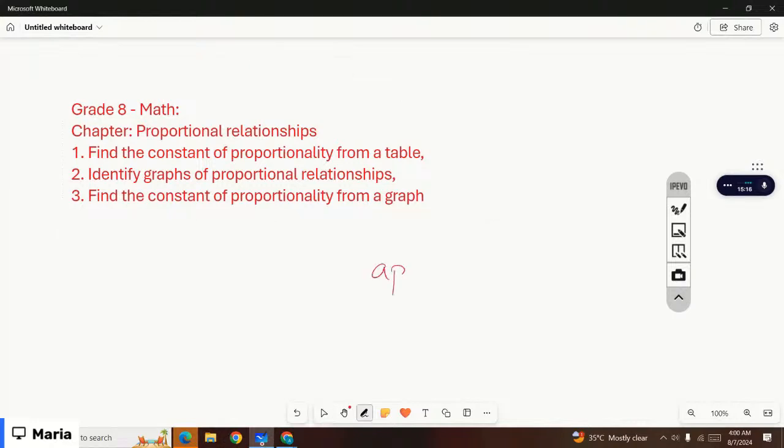You can find all the lessons on aplusstudents.com. You have to log in there using your administrator. Then you have to select math from the subject tab, scroll to grade 8 math, and then click on view all lessons. There you can find a list of the chapters. We're going to start with the chapter proportional relationships.